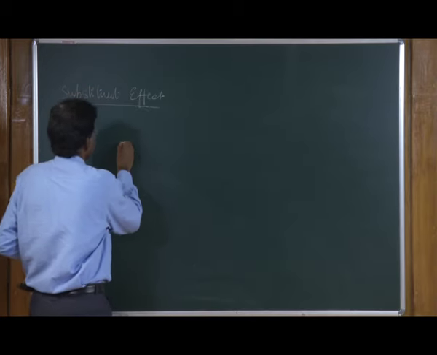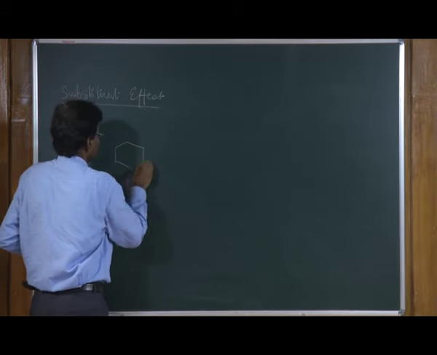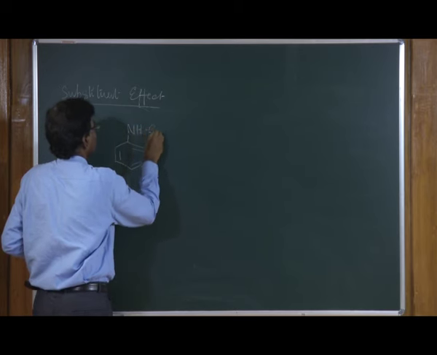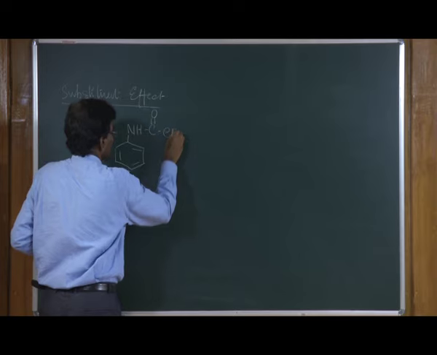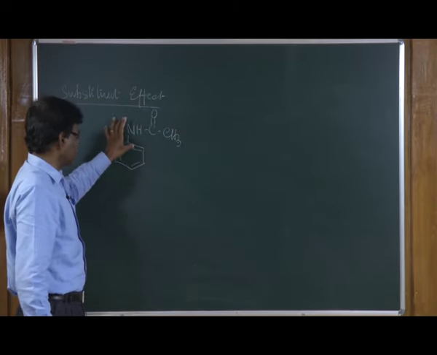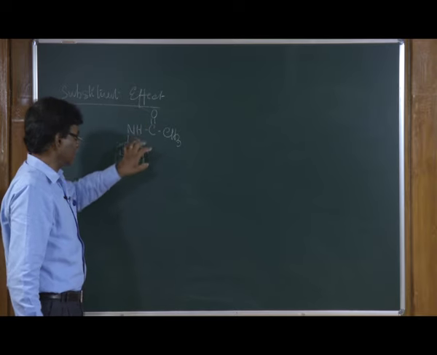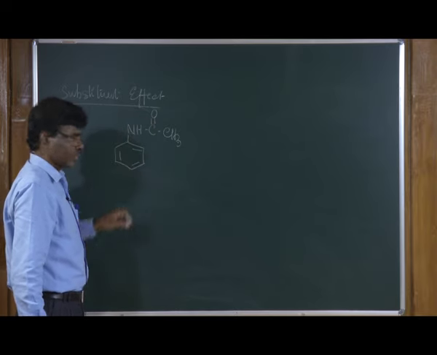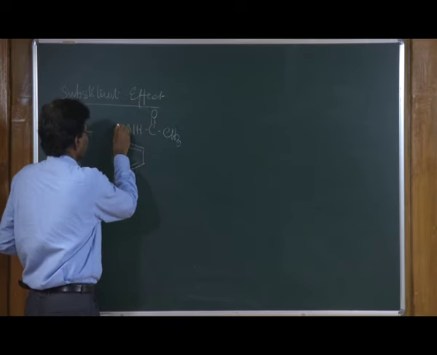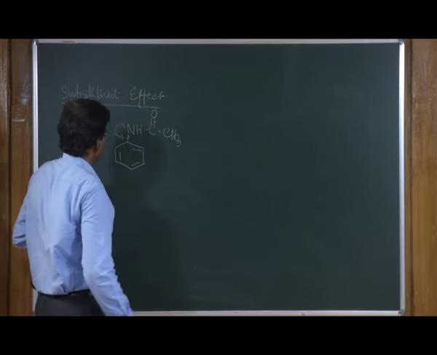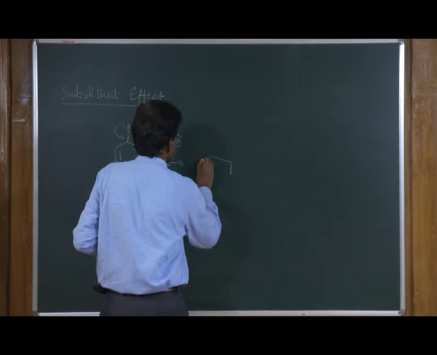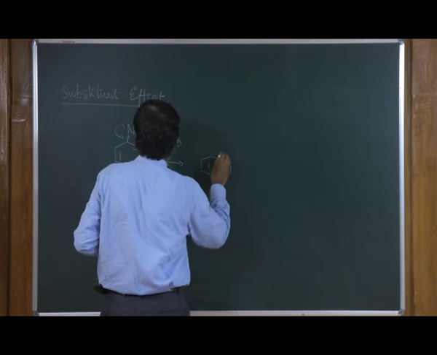For example, benzene that contains an amide functional group. This is an electron donating group, whether methoxy, hydroxy or amine, which contains the amide functional group. In this case, the lone pair of nitrogen can delocalize to form the following structures.